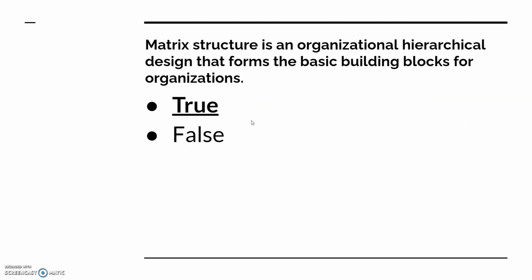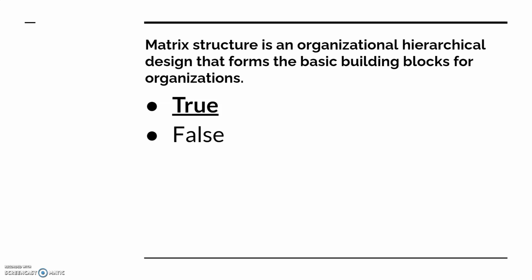Next one, matrix structure, again, is an organizational hierarchical design that forms the basic building blocks for organizations. So if you look at that matrix structure exhibit that I was just talking about in your textbook, you'll see all of those building blocks. So it really does have all of the building blocks we need for an organization. The problem is, as we were just talking about, the clear setting of priorities, the clear reporting up the chain of command. Those types of things are sometimes lost in the matrix structure. But it really does form all the building blocks for an organization.